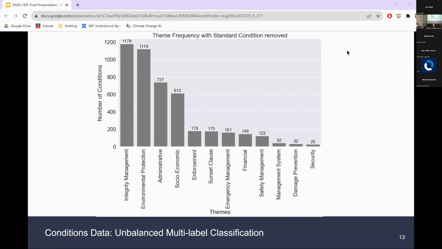So here's a visual on the class distribution of our conditions data set. It looks quite similar to the OPR dataset's distribution. We can see that our top theme has 1,178 instances, while our bottom theme has only 25. So we can see that, just like OPR, it is a highly unbalanced data set.